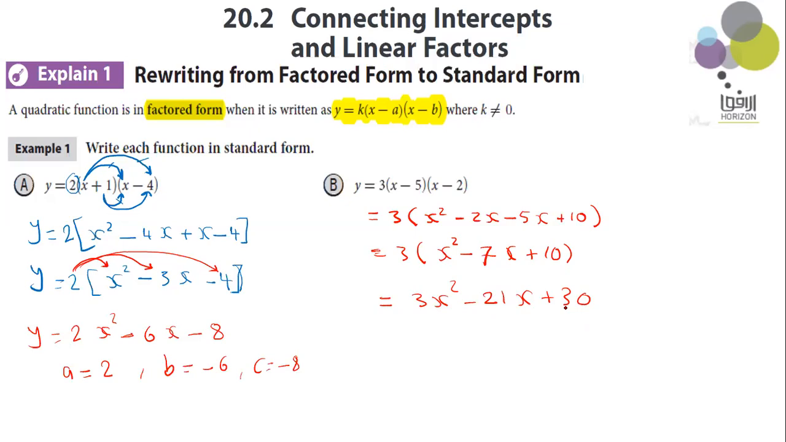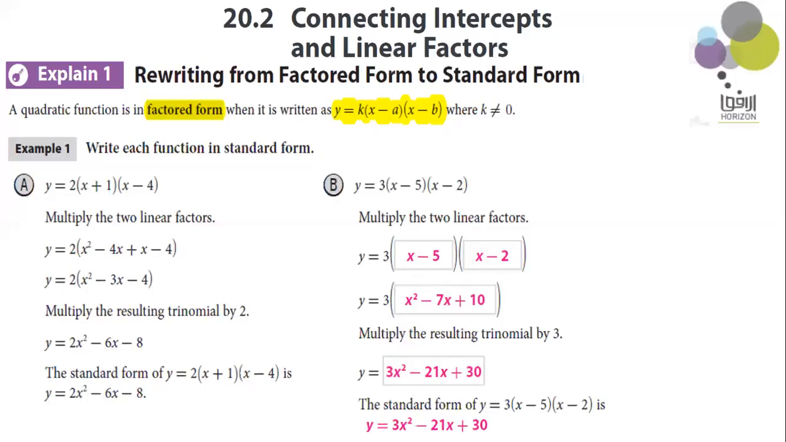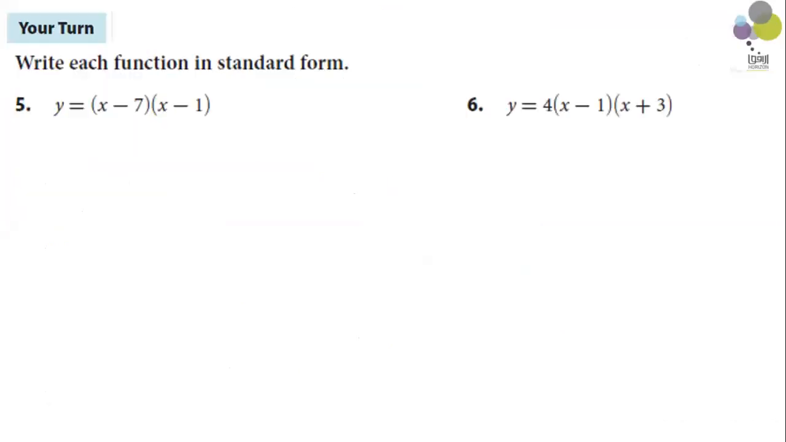So this is the first part of our lesson, how to convert from factored form into standard form. Now your turn. It asks you here to write each function in standard form again. The coefficient k in this case is 1, so you will use FOIL directly.